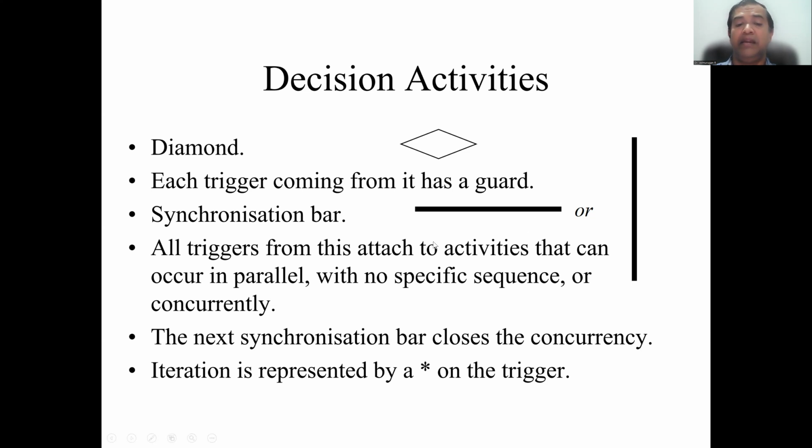And here, when you look at all the triggers from these activities, they are attached to activities that can occur in parallel with no specific sequence, or concurrently. Okay, so this particular synchronization bar is used for combining some set of processes, or for showing this collection of a set of processes.